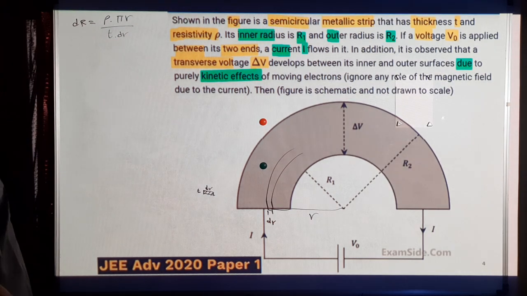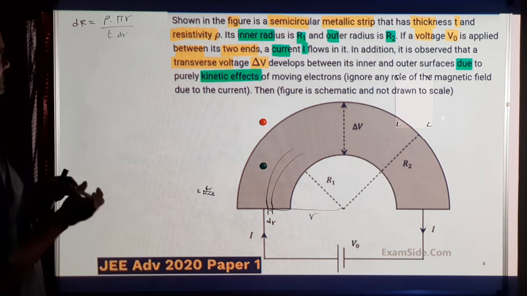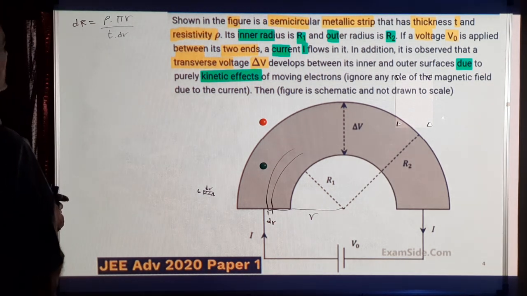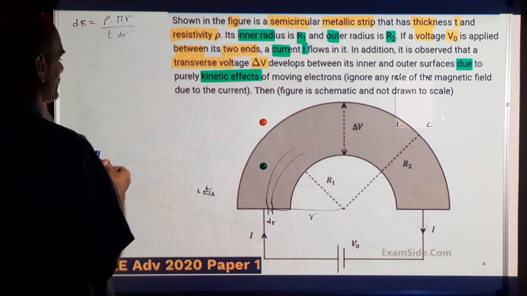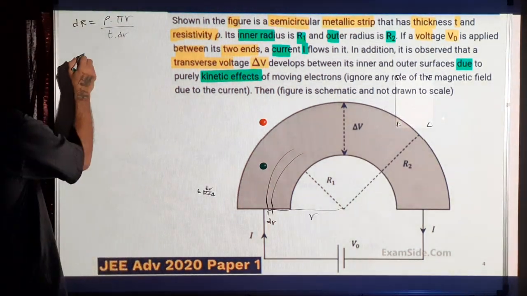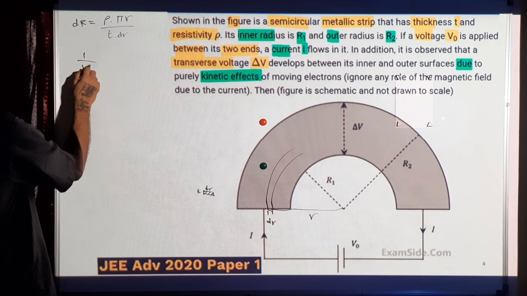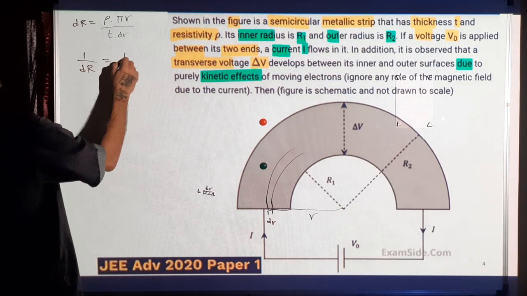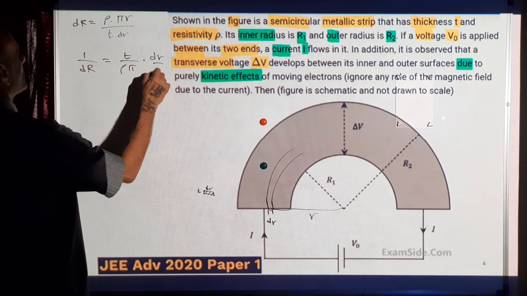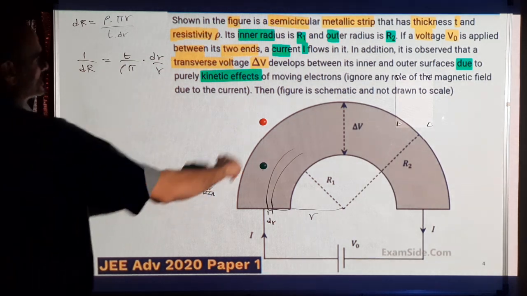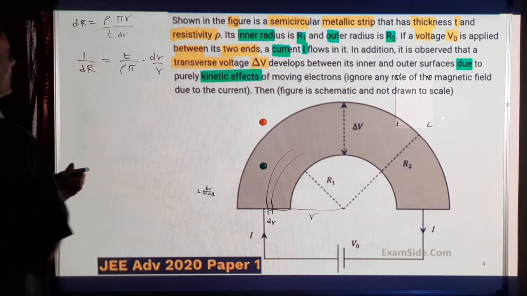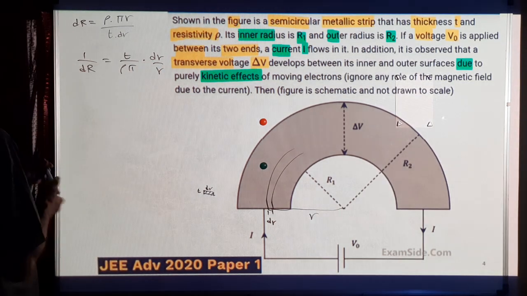Rho L by A. Dr is this one, rho L by A. So what we need is 1 by dR, because to get the total resistance, we have to add the reciprocal of resistances. So T by rho pi into dr by r. T is the thickness of the strip, which is uniform and constant. Rho is the resistivity, pi is a number. So the variable is r.